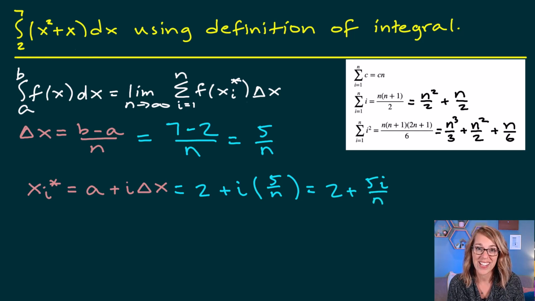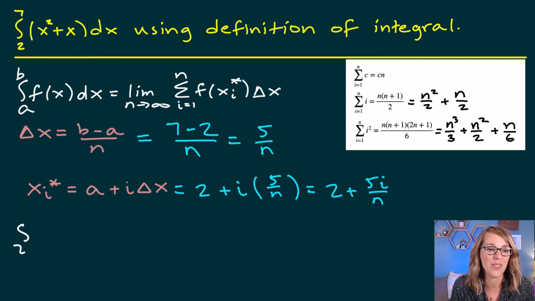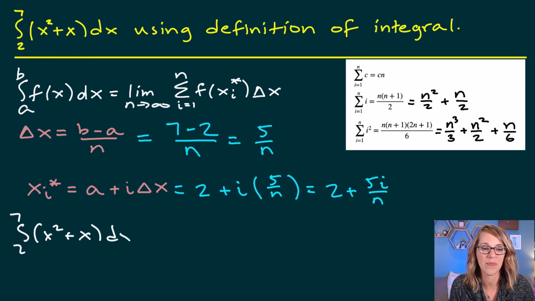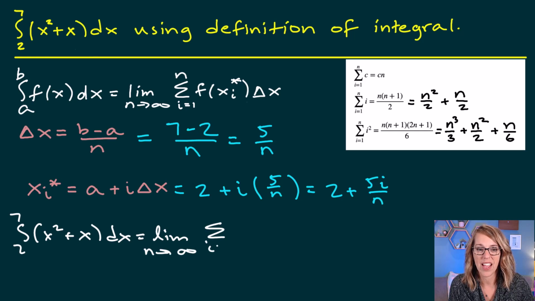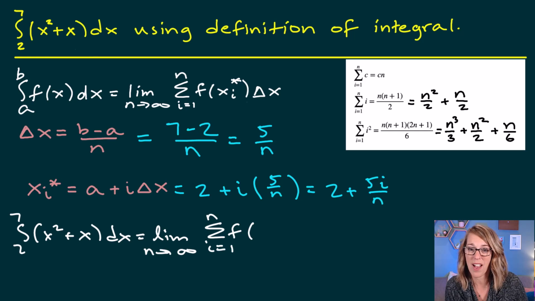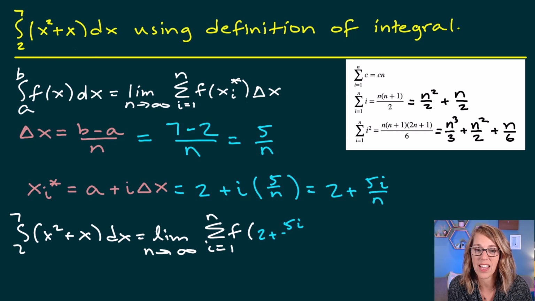We are ready to set up our integral as the definition. So we've got the integral 2 to 7 of x squared plus x dx equal to, just copying that definition, the limit as n goes to infinity, the sum as i runs from 1 to n of f of, I'm going to put x sub i in here. x sub i is 2 plus 5i over n. And then I'm going to multiply that by delta x. Delta x is 5 over n.